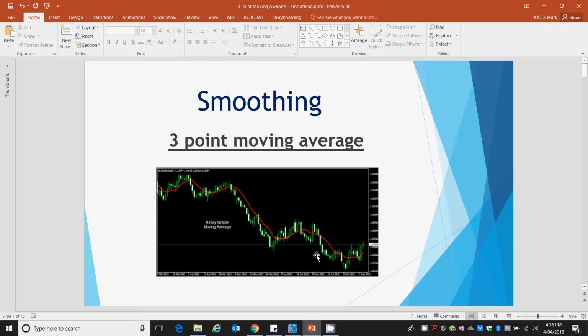Today we'll be looking at smoothing, in particular the 3-point moving average. Now smoothing is a technique used to remove the variation or fluctuation of graph data.